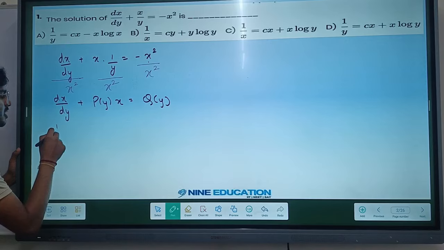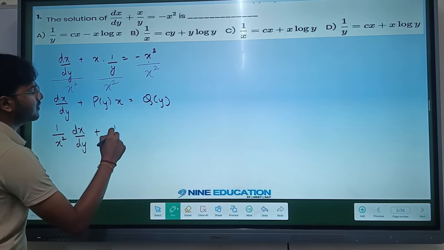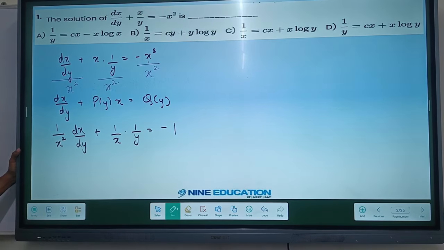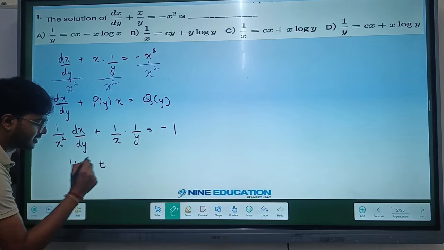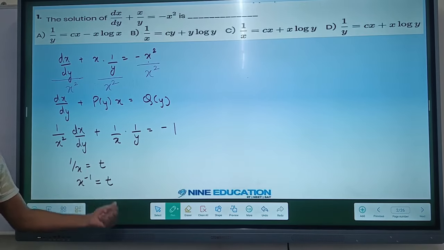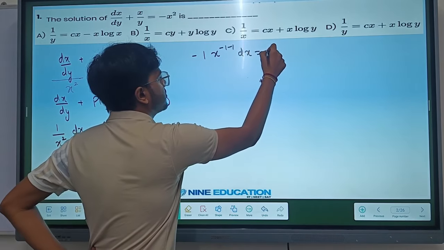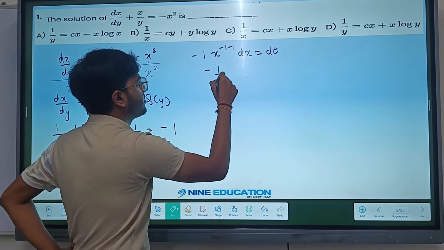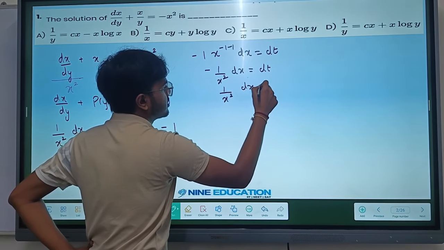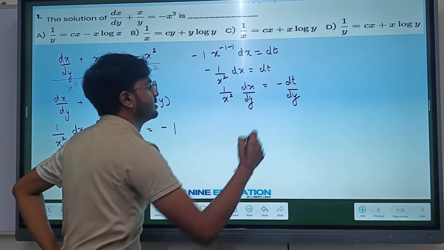If I divide everything by x square, what will I get? 1 by x square dx by dy plus 1 by x into 1 by y equal to minus 1. Now what will I do to simplify it? I'll take 1 by x as t. 1 by x, that is x power minus 1, is t. If I differentiate, what is differentiation of x power minus 1? Minus 1 into x power minus 1 dx equal to dt. So minus 1 by x square dx is dt. That is 1 by x square dx would be minus dt. But we need dx by dy, so dx by dy is minus dt by dy.